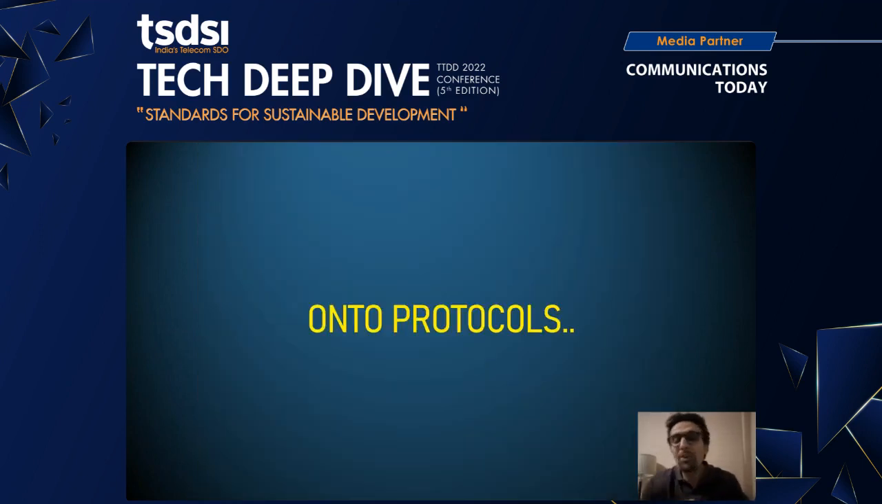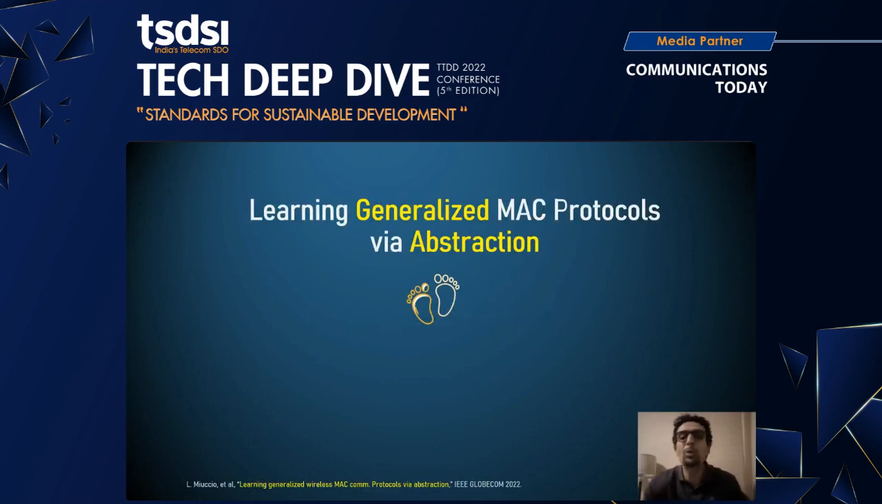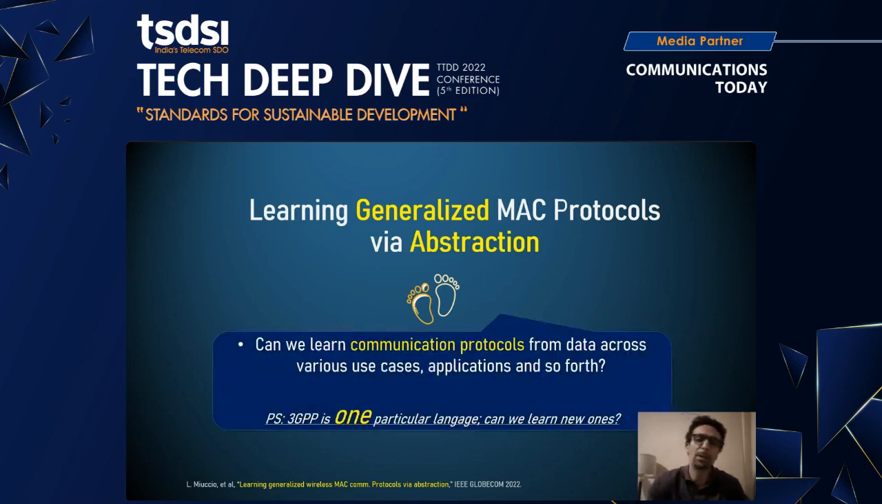Now moving on beyond just the two-agent case to multiple agents. What we want to do is to learn generalized MAC protocols via abstraction. This is a very interesting topic which I think will come to disrupt the way that agents communicate today. So the question was, can we learn communication protocols from data across various use cases, applications, and so forth?